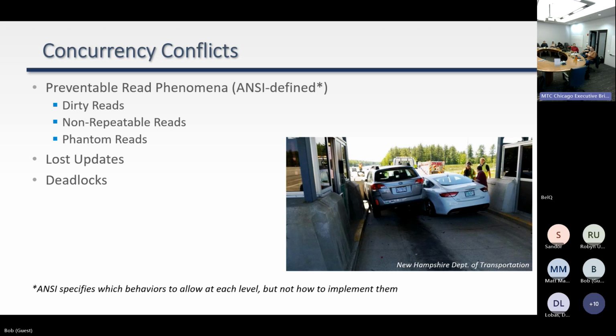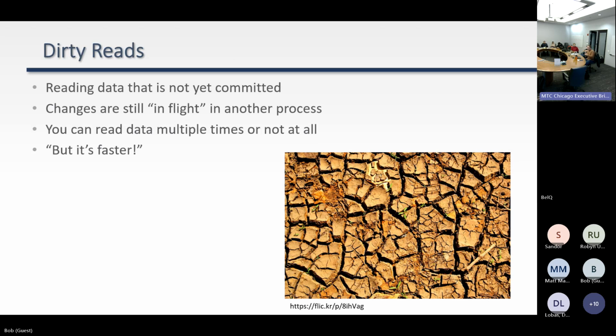So the first is dirty reads, and when we do a dirty read, we're reading data that has not yet been committed. This is a problem. If someone has a change that's still in flight, you generally don't want to see the effects of that change until it's actually committed and made to actually exist. But there's the ability to read these dirty reads, these changes that have not been committed. This is very common.